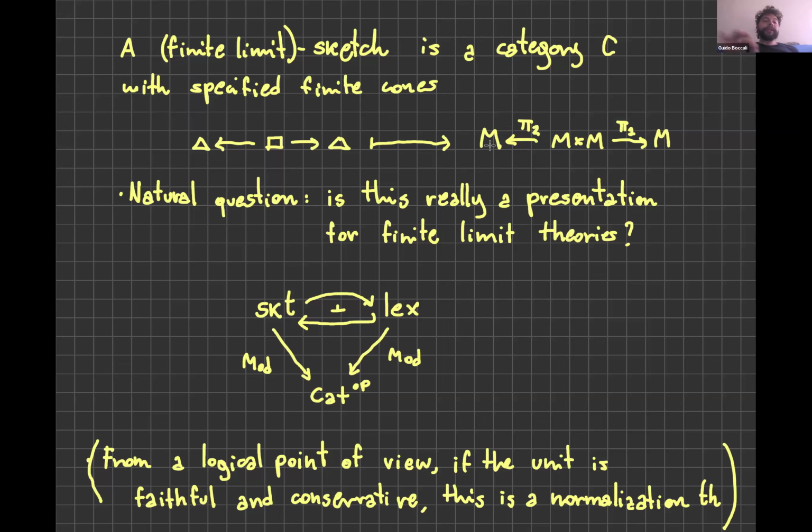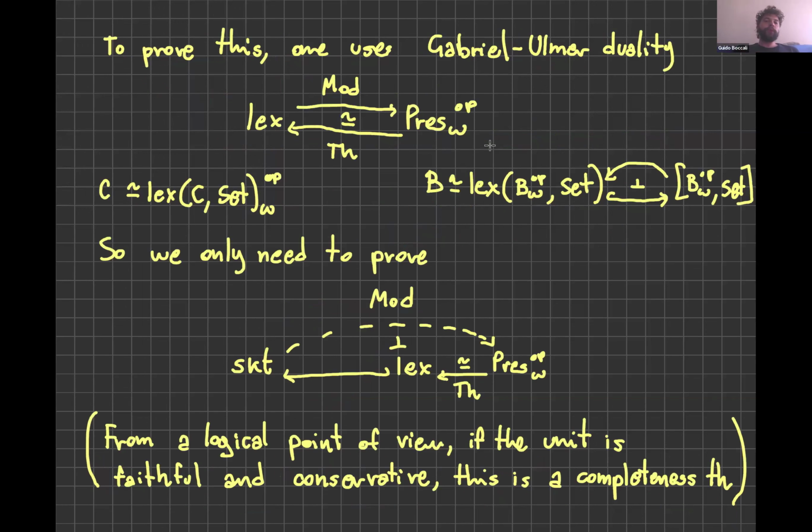And if you look a little closer again, from a logical point of view, if the unit of this biadjunction is faithful and conservative, this is a normalization result. But to prove this result, one uses Gabriel-Ulmer duality, which is this notorious equivalence between lex categories and finitely presentable categories, well, the opposite of finitely presentable categories, given by taking models and extracting a theory back.